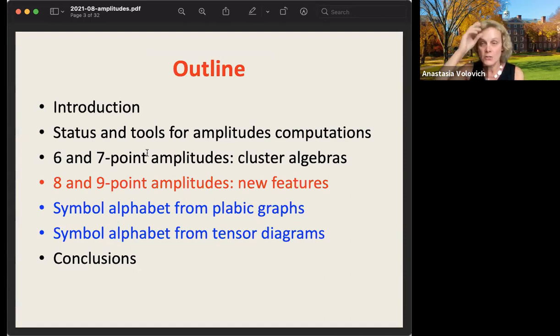So then I'm going to slowly increase the number of points. I'm going to remind you that 6 and 7 point amplitudes are very nicely described by cluster algebras. And the main focus of my talk is going to be 8 and 9 point amplitudes. So for 8 and 9 points, there'll be basically 2 new features that emerge. Number one, you're going to start seeing square roots of some local coordinates. And number 2, the cluster algebra becomes infinite dimensional. So you have to start developing new methods. I will present to you 2 of our approaches to trying to explain some of the features that we see for these amplitudes. Number 1 would be from Plabic graphs, and number 2 would be from tensor diagrams. So these are two complementary approaches. I'll comment on both of them and try to describe what we understand and what we know.